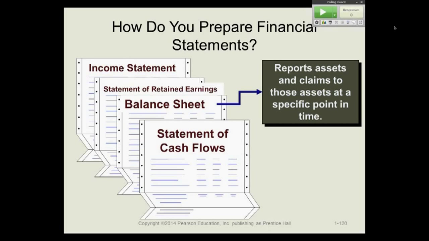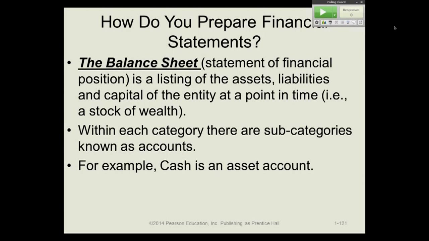So it shows you the assets and the claims. The claims, of course, are the liabilities as well as the equity or the owner's claim to those assets. So the balance sheet is a listing of those assets, liabilities, and capital or equity at a point in time. It is a stock of wealth. It has various sub-accounts, as we'll see in a few minutes. Cash, of course, is an asset account. Accounts receivable is an asset account. Accounts payable is a liability account. We have various accounts in the balance sheet.